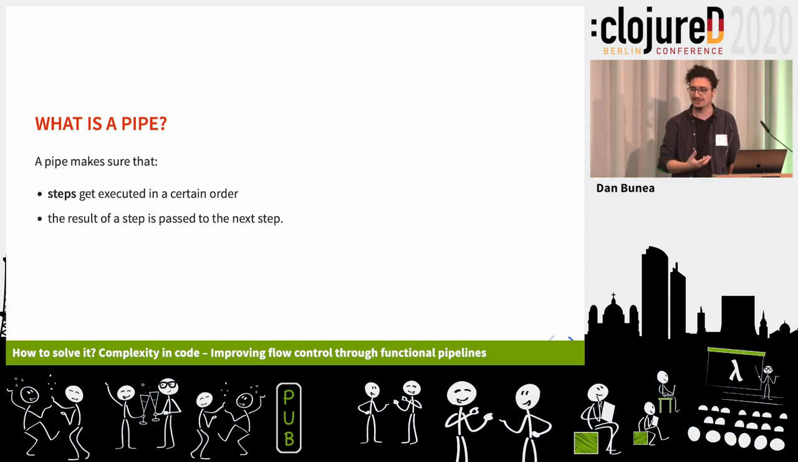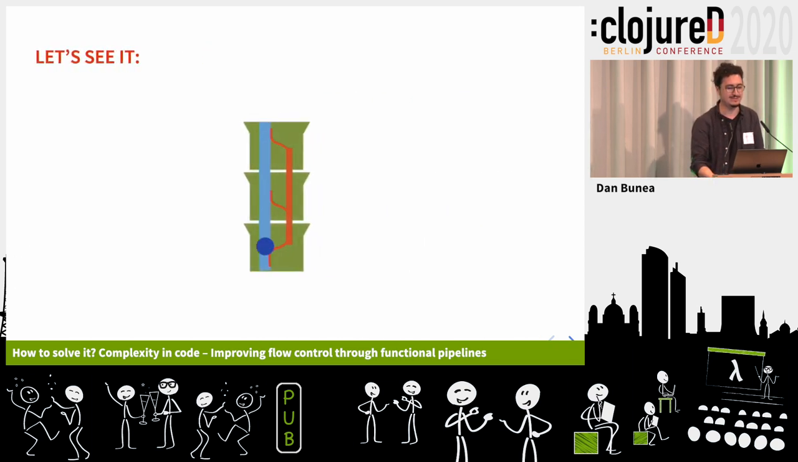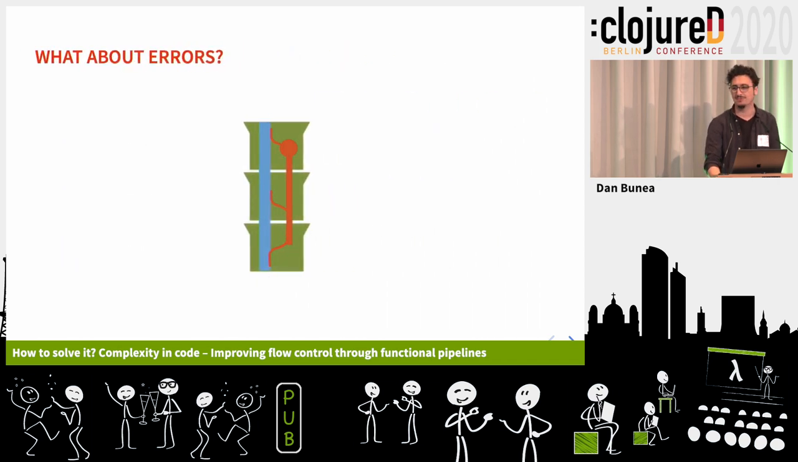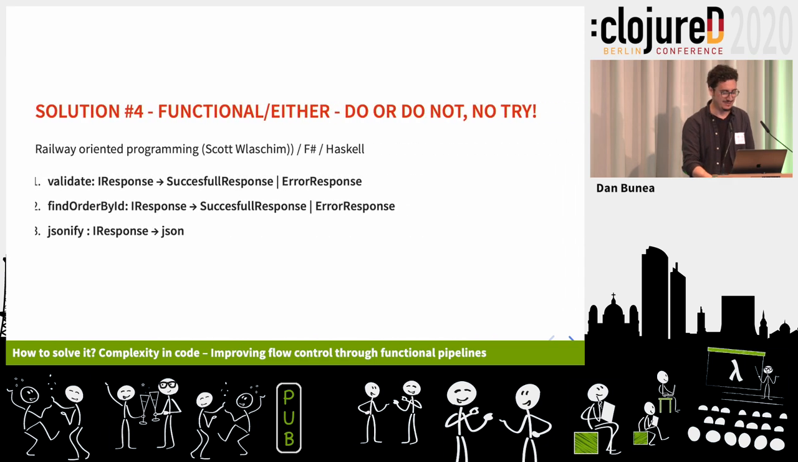Now, in the Clojure community, everybody does that every day. And this is how they look, not something very complicated. In our case, for instance, it would be validate, find offer, JSONify. But this is, as I said, the happy path. What happens when we have errors? And this is where things start to be a little bit more complicated. Not really, but we will see.